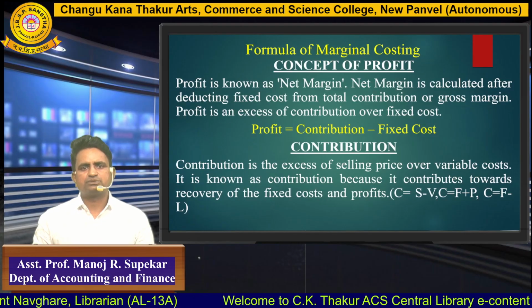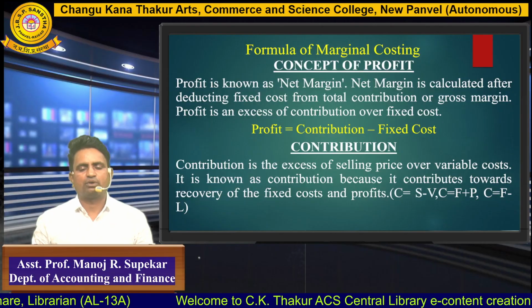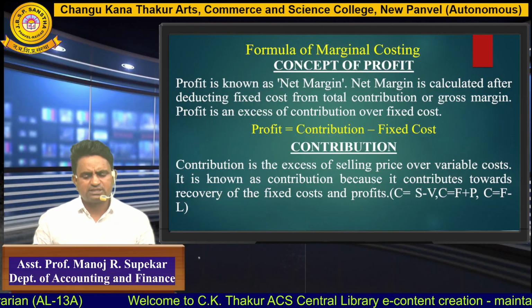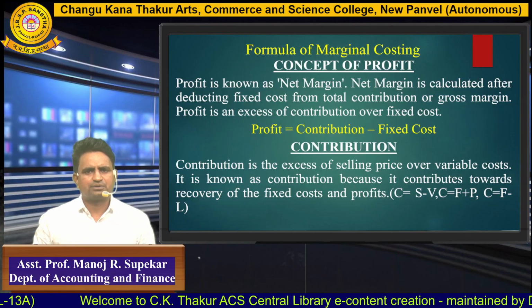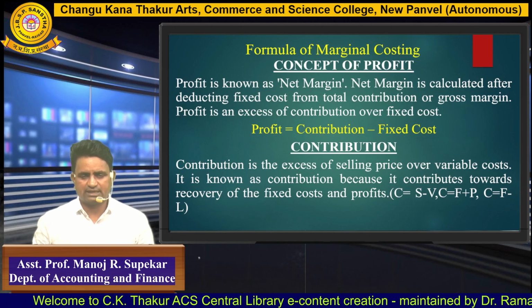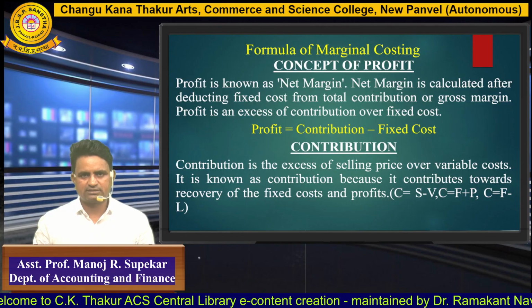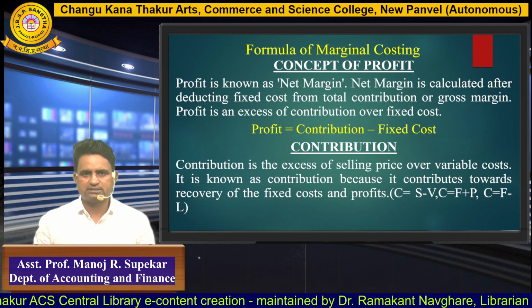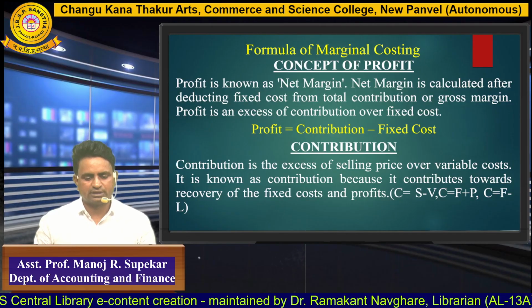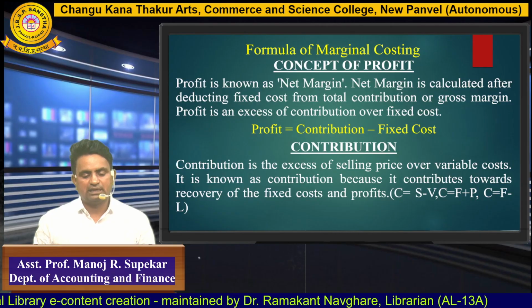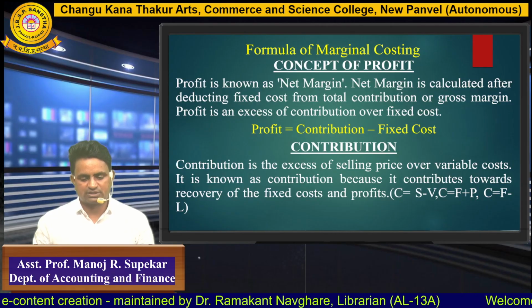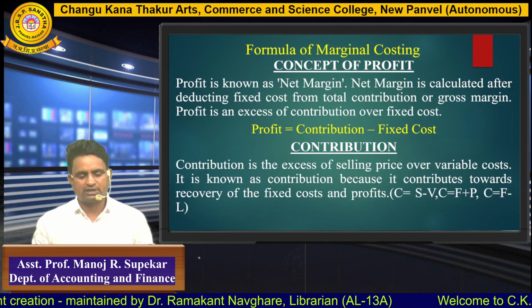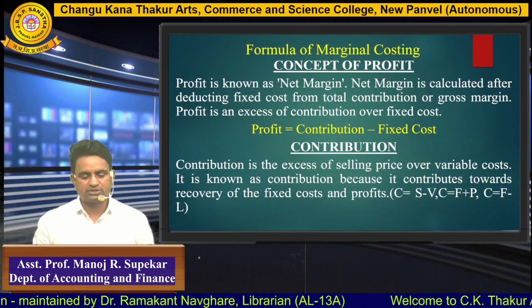Now, out of these formulas, the first thing we're talking about is the profit. It is a very simple formula to calculate the profit in marginal costing. That is sales minus variable cost is equal to contribution, minus fixed cost is equal to profit. So profit is also known as net margin. So net margin is calculated after deducting the fixed cost.